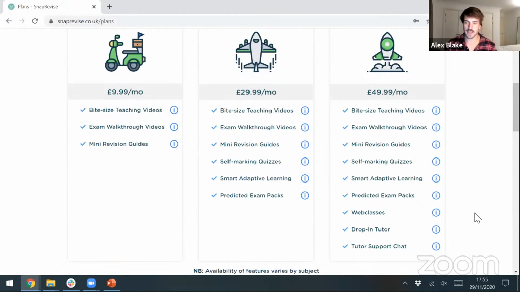So the web classes are pretty much like what we've done today, but with a much smaller group. There's usually on average between 5 and 10, sometimes up to 15. Generally much smaller classes. So I think it's definitely worth the money. If you compare it to tutoring, which would be around £50 an hour for a tutor, at least in London, that's the going rate. For each subject, we've got 4 web classes and 4 drop-ins a month. So that's 8 tutoring sessions effectively.